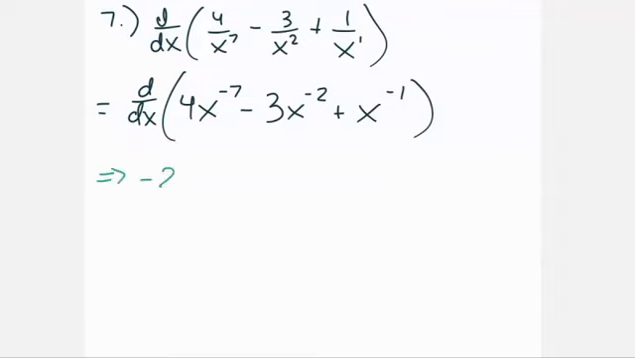So this is negative 28, right? Negative 7 times 4, x to the negative 8. Negative times a negative is positive 6, x to the negative 3. And then this is negative 1, x to the negative 2.